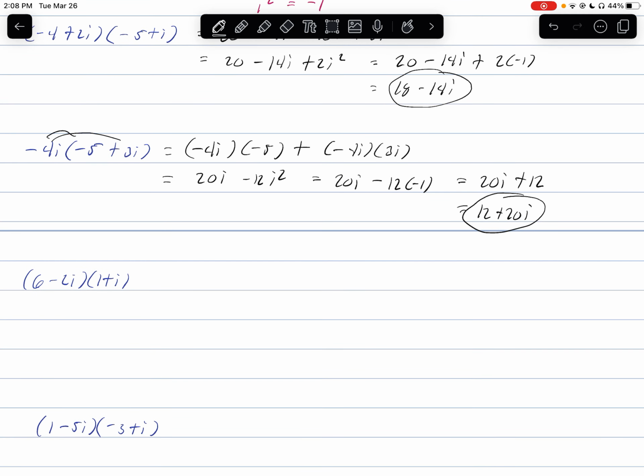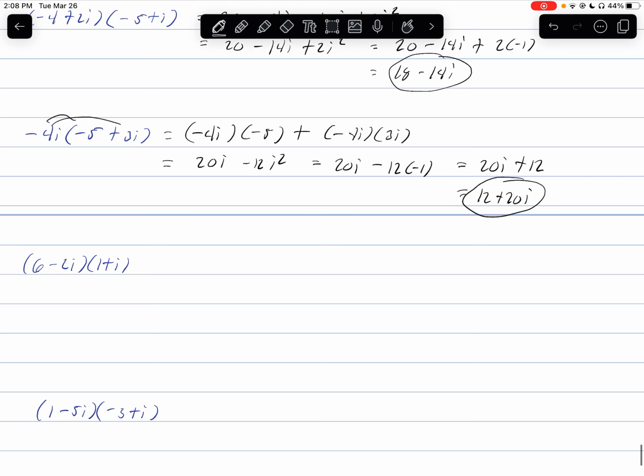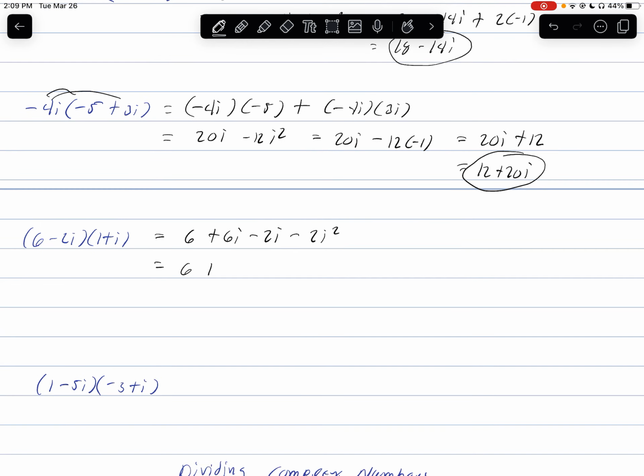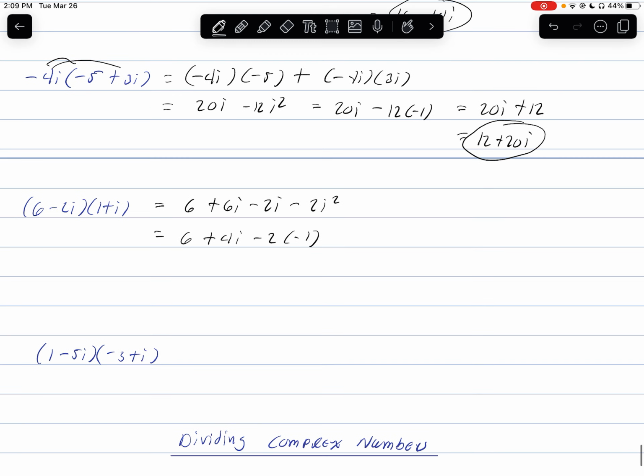Let's do another one. Here we have 6 minus 2i times 1 plus i. So we can FOIL this out like normal. So we'll have 6 plus 6i minus 2i minus 2i squared. Okay, we can combine like terms and we get 6 plus 4i. And that i squared becomes a -1, so we'll have minus 2 times -1. And that's going to give us 6 plus 4i plus 2, which is equal to 8 plus 4i.